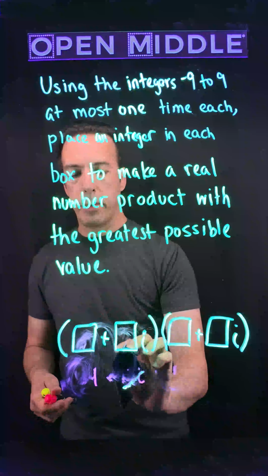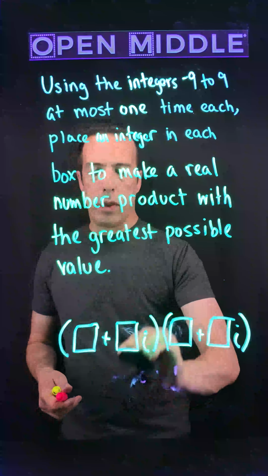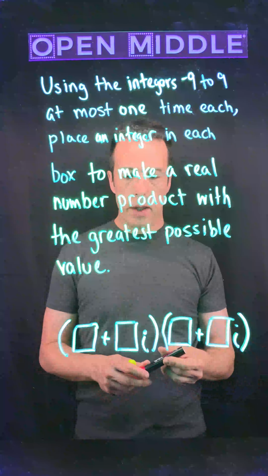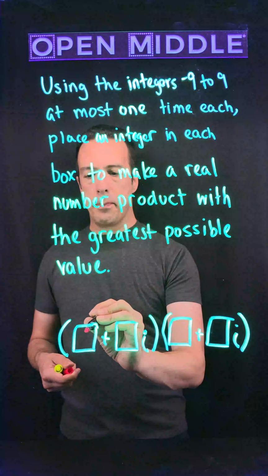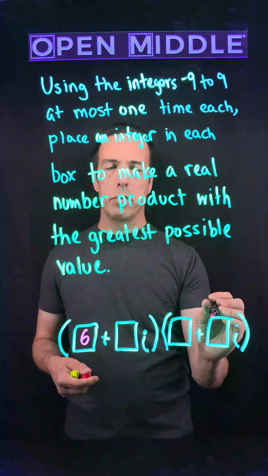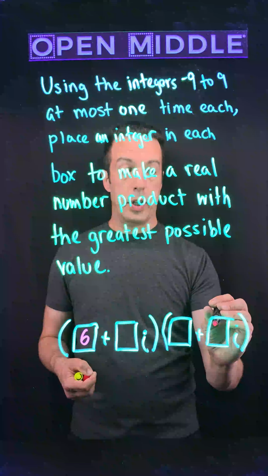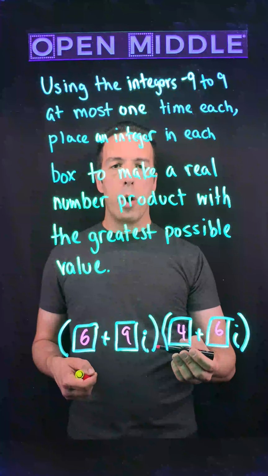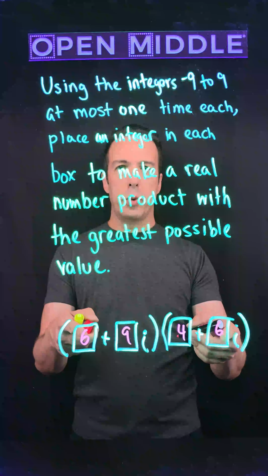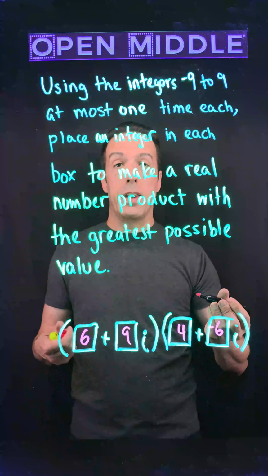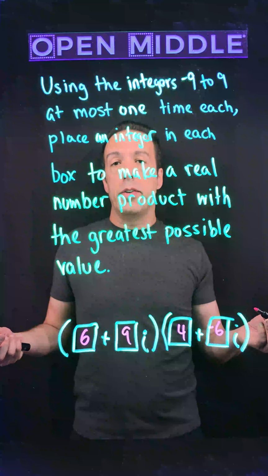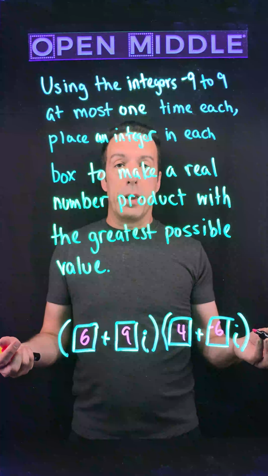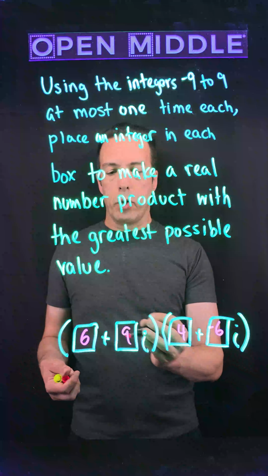So we could think about something like maybe it's 6 times 6. We'll come back to that. You can't do that. And 9 times 4. So we cannot actually have two 6s. So if we make one of them negative, now that doesn't break the rule. The question is, is this the greatest possible value that we can get? And does it actually eliminate the i terms? So let's try that again.